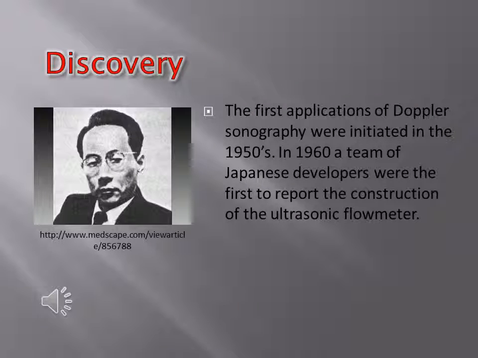The first applications of Doppler sonography were initiated in the 1950s. Shigeo Satomura from Japan developed the first Doppler ultrasound device for medical diagnostic purposes and reported recording various cardiac valvular movements. In 1960, he and another scientist, Kaneko, were the first to report the construction of the ultrasonic flow meter.